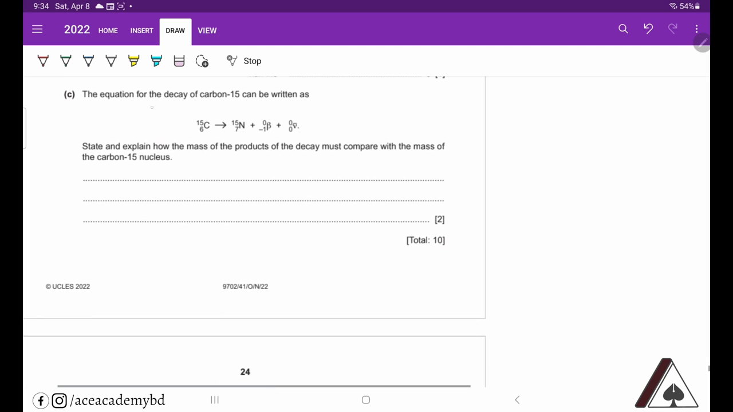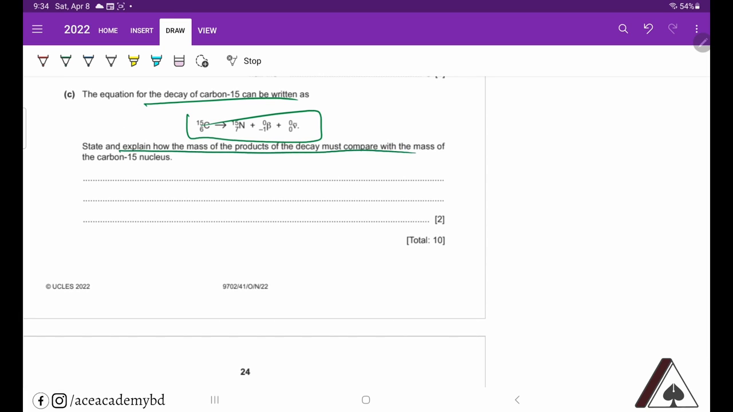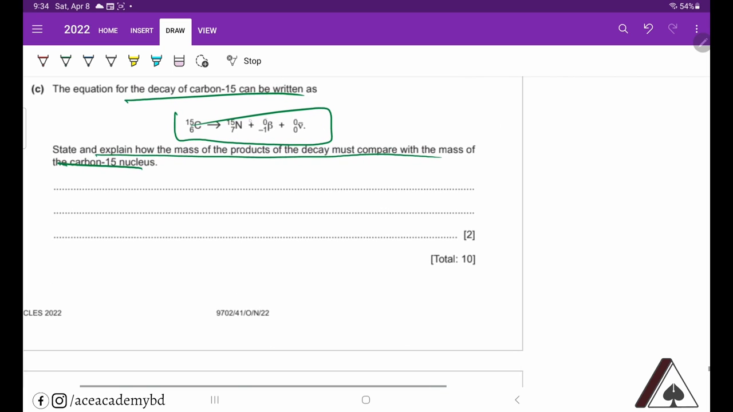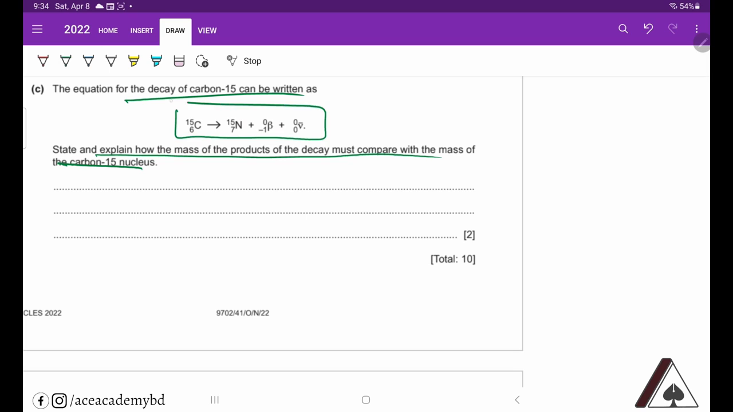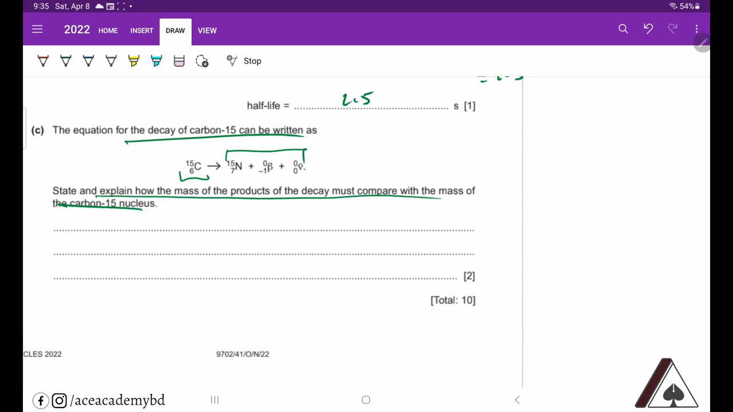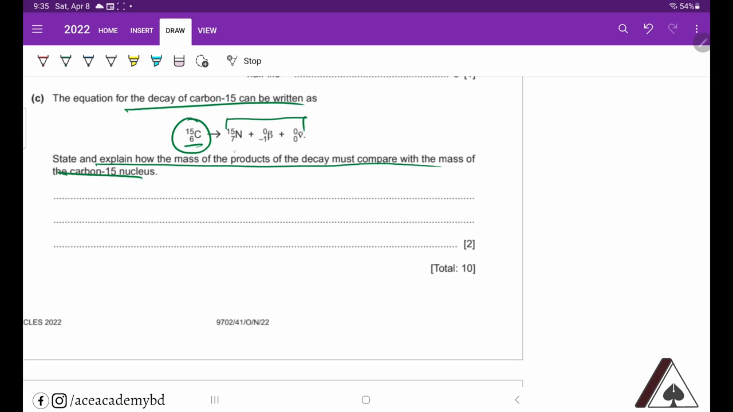Next part of the question says the equation for decay of carbon 15 can be written as this. Then explain how the mass of products of the decay must compare with the mass of the carbon 15 nucleus. Okay, since carbon 15 is decaying to form these products, the products will obviously have a lower mass than the reactant, the carbon 15 atom. This is because whenever it decays, it will release some energy.